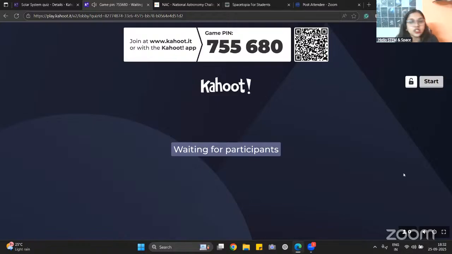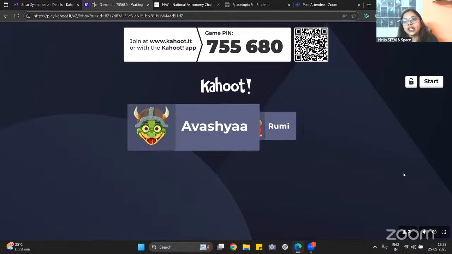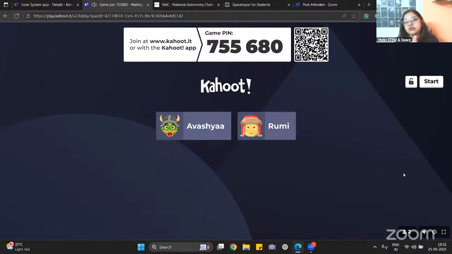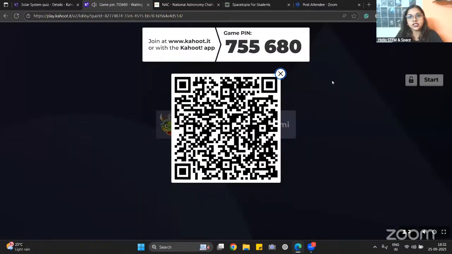If you're joining from the link, we shared the link already. Sir already shared the link. You can just click and type in your name and join directly. And if you're using some other device like a phone, I can share the QR code. So here is a QR code. You can scan the QR code and join also.